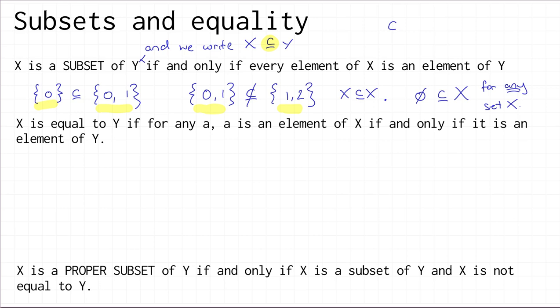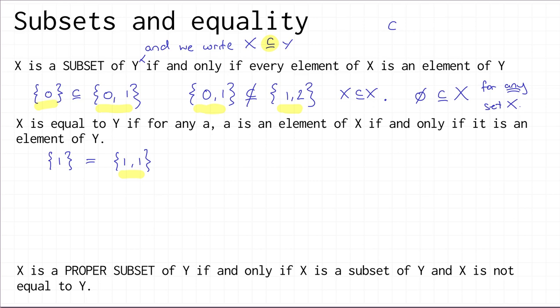Okay, so we're now going to define what it means for two sets to be equal. We say that a set X is equal to a set Y if, for anything A, A is an element of X if and only if it is an element of Y. So in other words, every element of X is an element of Y, and every element of Y is an element of X. Now that has some interesting consequences, because for example, if you look at the set 1 and the set which I'm going to write like this, then those two sets are equal, because the only thing which is an element of the set on the left is the number 1, and that's also an element of the set on the right.